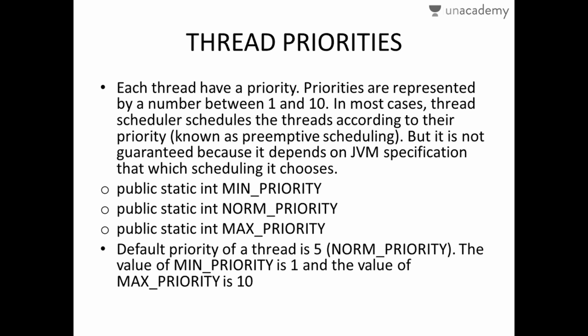This is the main difference which makes it stand out from multiprocessing, and it also saves the thread from a deadlock situation. Basically every thread has its own priority and the priorities are from 1 to 10. The different types of priorities are min priority, normal priority and max priority. The default priority of a thread is normal priority, which is 5, the maximum priority is 10 and the minimum priority is 1.